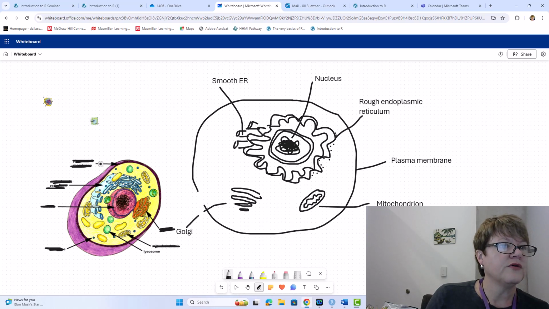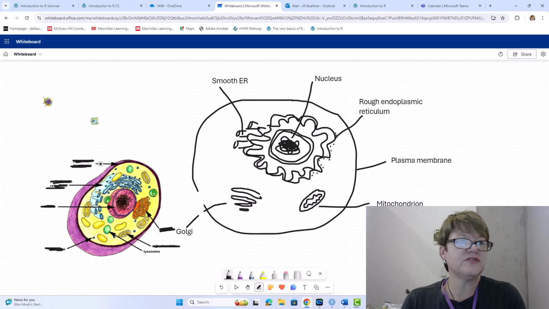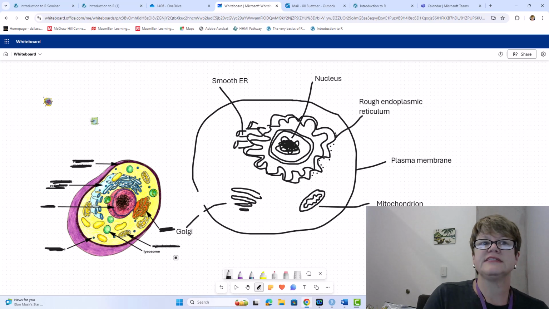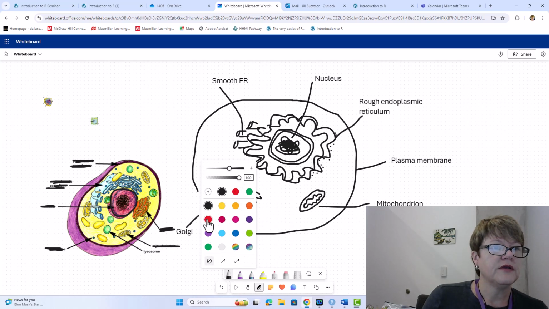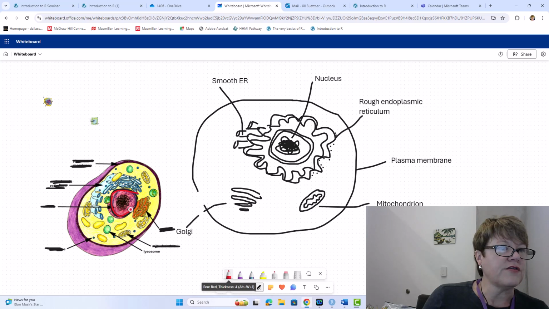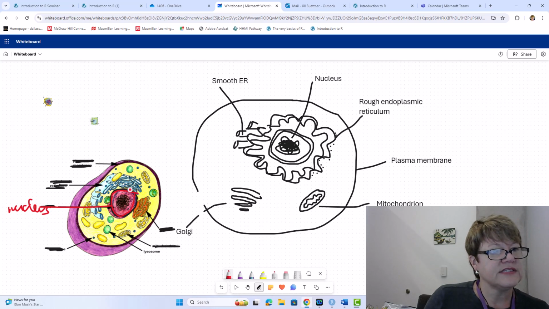Okay, so on this one, it's a different artist, but they're still showing the same main structures. So in the center here, maybe I should change color. Let me go red. Okay, in the center here, this is the nucleus. And then just outside the nucleus, right here, is the rough ER.